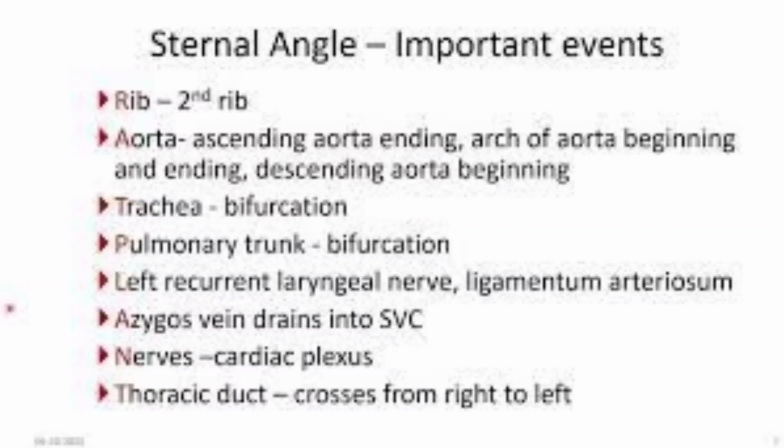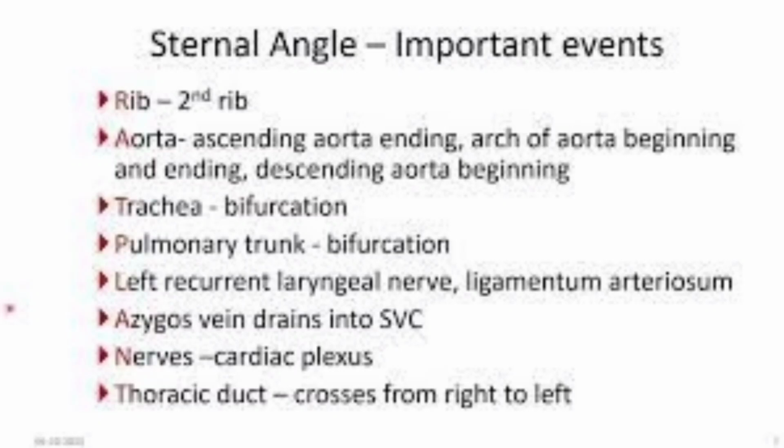It is the junction of the superior and inferior mediastinum, as I told you, and the trachea also bifurcates at this level of the sternal angle. The arch of the aorta begins and also ends at this level, and the thoracic duct deviates from right to left at the level of the sternal angle.